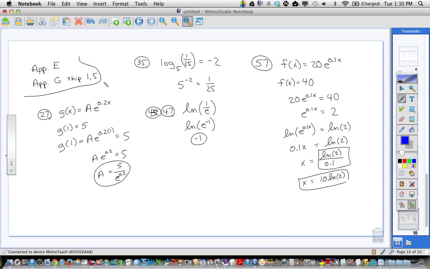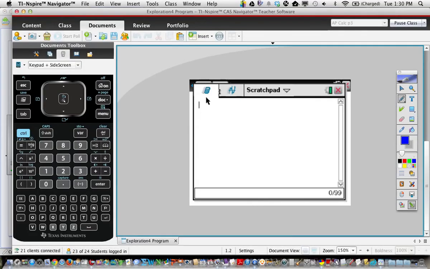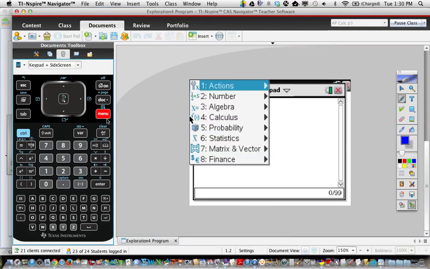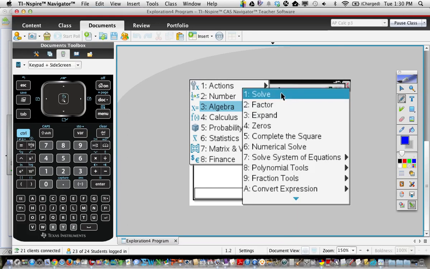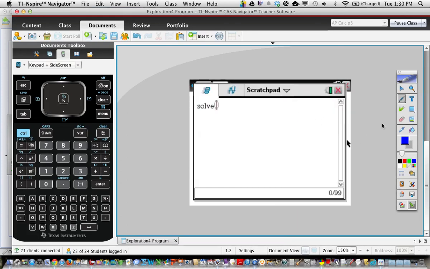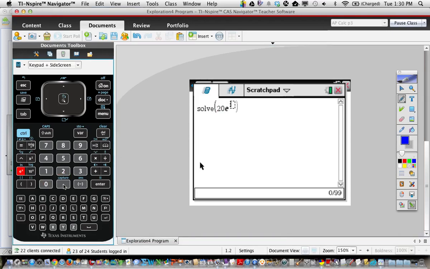All right, now, just for the heck of it though, let's go to the calculator one last time. If this was on a quiz and it was a calculator problem where you're allowed to use your calculator, then you could have gone to menu, algebra, solve, and you could have typed in the original problem. You could have just typed 20 e to the 0.1x equals 40, comma, x, hit enter.